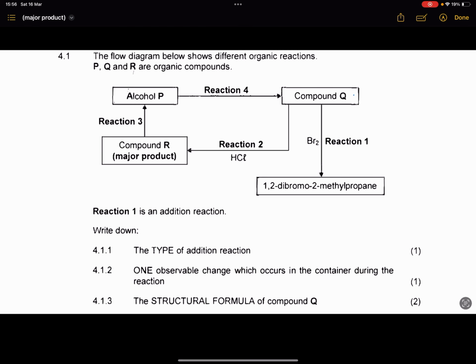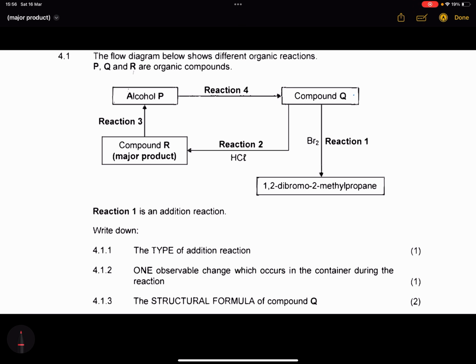All right, so I usually hear people saying that there's a bit of a challenge when it comes to these organic reactions, right? So I thought I'd just take this question. It's one of the prelim questions from last year. I hope it will help in addressing this challenge. So they say the flow diagram below shows different organic reactions, P, Q and R, which are organic compounds, right?